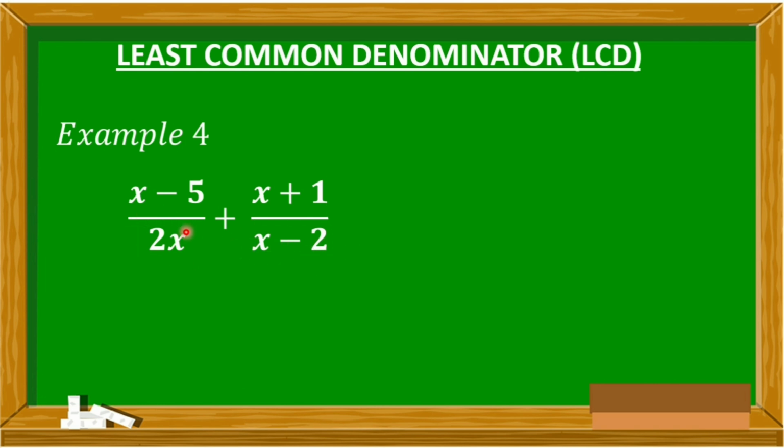Okay, so sa denominator, si 2x at saka si x minus 2 ay magkaiba yan. Okay, so katulad kanina sa example natin sa number 3, so 2x, wala naman siyang kapareho dito. Then yung x minus 2, wala rin siyang kapareho dito. Kaya yung magiging LCD natin ay silang dalawa. So lalagyan lang natin siya ng open and close parenthesis to separate dito sa kanila.